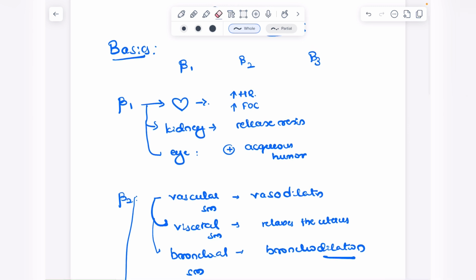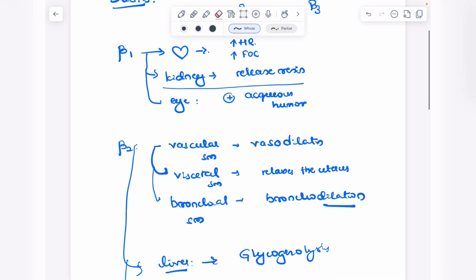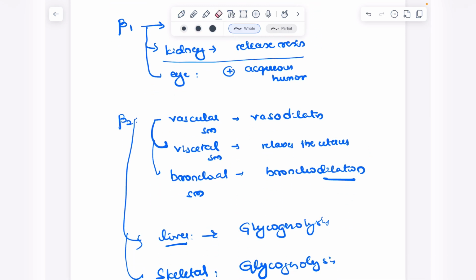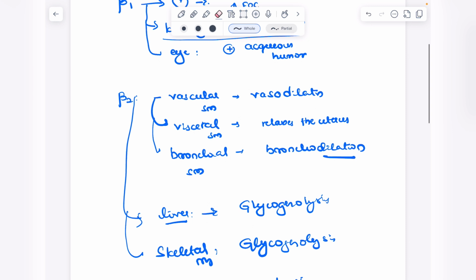The stimulation of beta receptors present in the kidney will cause release of renin, and it will cause an increase in aqueous production. Beta 2 receptors are present in various smooth muscles and skeletal muscles, like vascular smooth muscle, which causes vasodilation, visceral smooth muscles, which relax the viscera, that is your uterus, and bronchial smooth muscle, which causes bronchodilation.